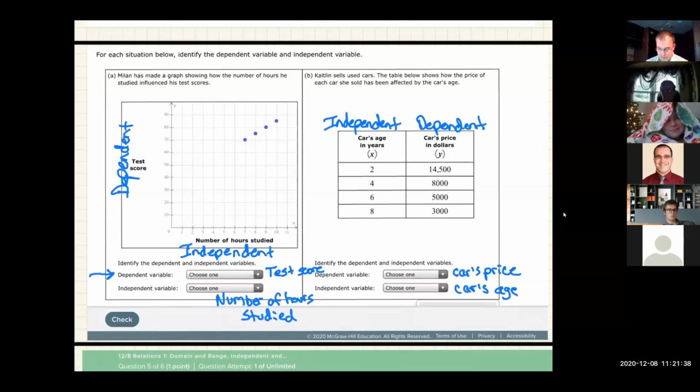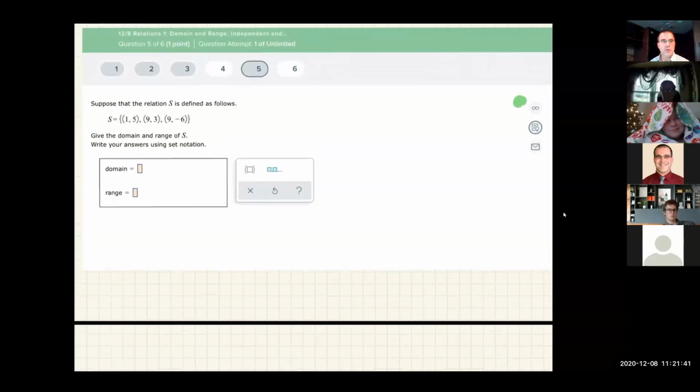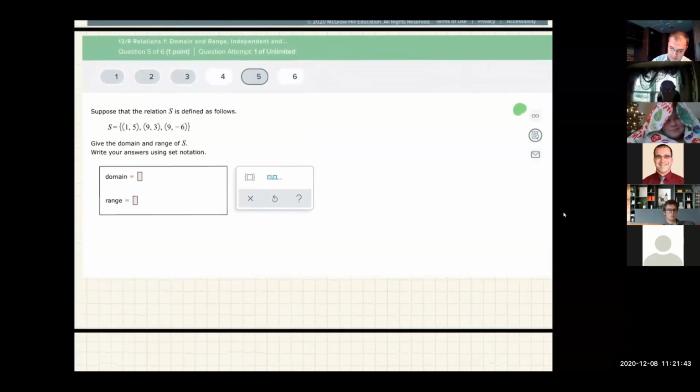The last example then is identifying the domain and range when we're given a relation, when we're given a set of ordered pairs. So the big deal that I want to point out is it's asking us to write our answer using set notation. Remember I said earlier, the set notation is these brackets right here. If you don't use the brackets, then Alex is going to tell you you're wrong, even if every number you put in there is correct. So just be careful with that. Make sure to use the set notation when you're answering these two problems.